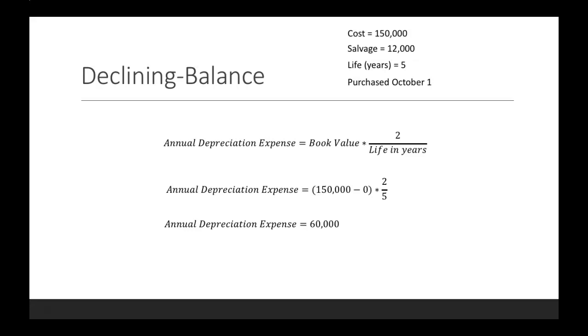Now, just like we talked about with the straight line method, we haven't had this machine for an entire year. We just purchased it October 1st. So we need to multiply that 60,000 times 3 over 12 again. And our depreciation expense for 2019 is $15,000.